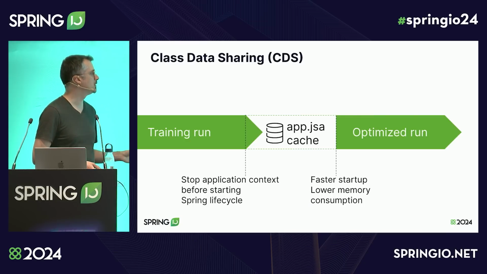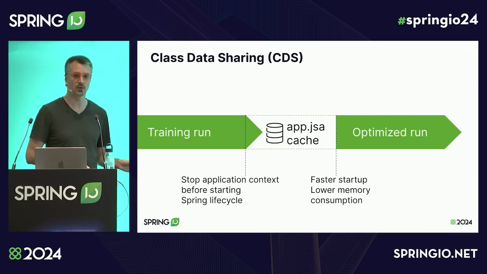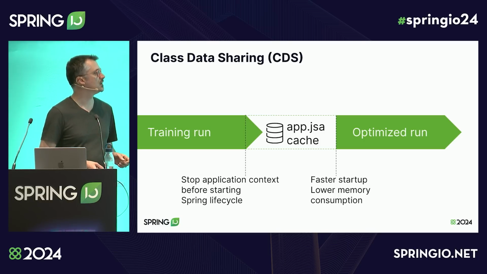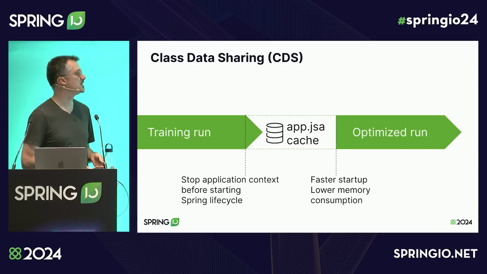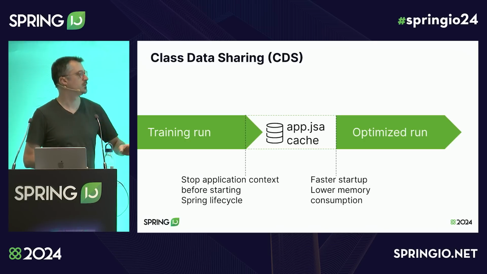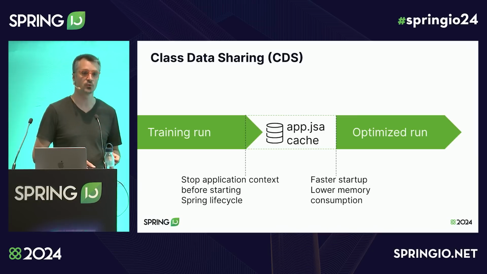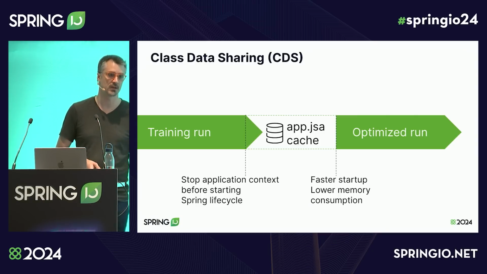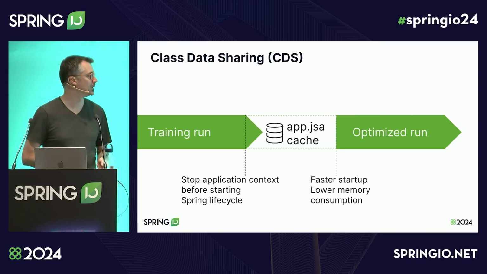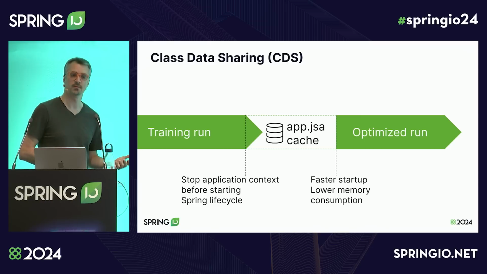So the principle is that you are going to do a training run of your application, create a CDS archive, so app.jsa, and then, providing a special parameter to the JVM, you are going to be able to start your application faster, consume a bit less memory, and with very few constraints. So I think this is a big difference compared to CRaC, but we are going to see more detail about that.